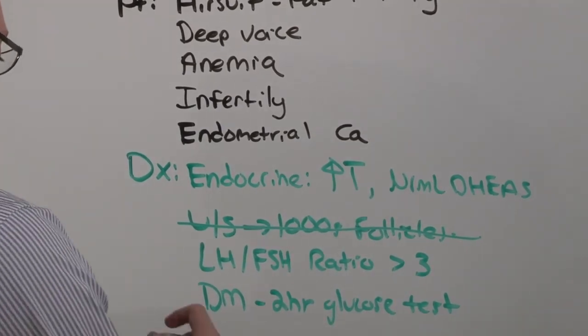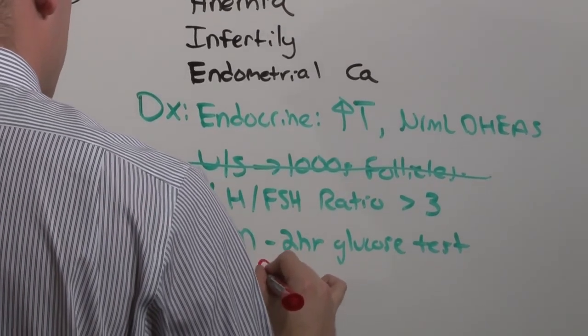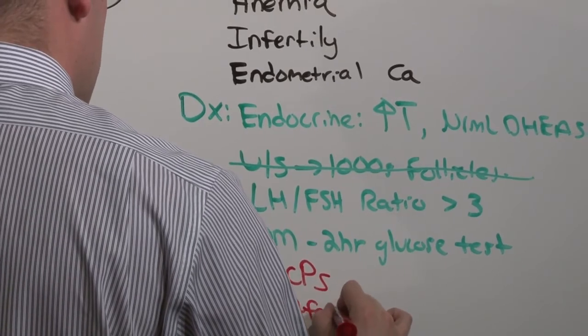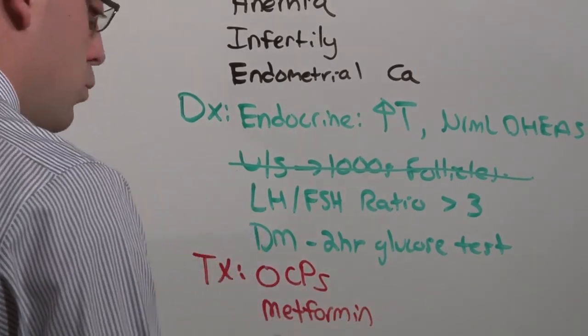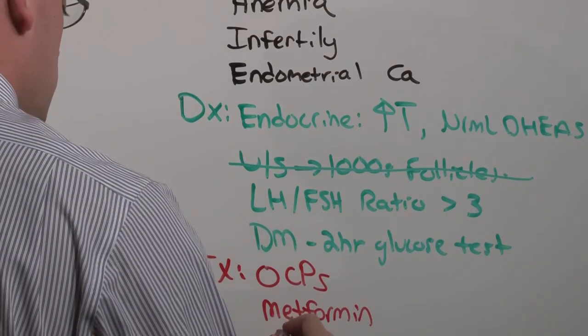To treat this patient, you're going to reset her axis with OCPs. You're going to treat her with metformin to control the diabetes. And if she wants to get pregnant, she'll need to induce ovulation by using clomiphene.